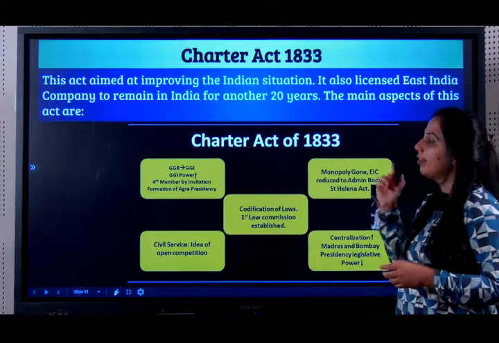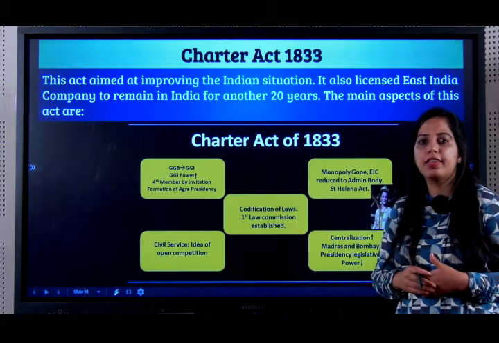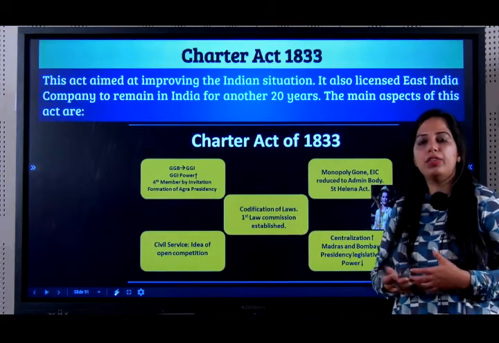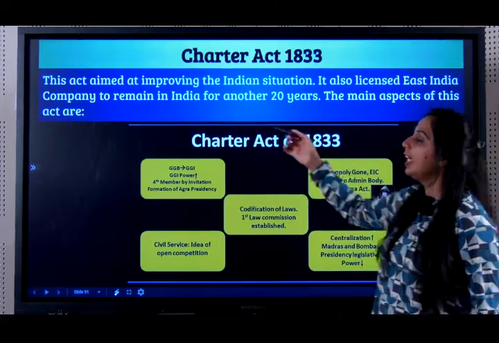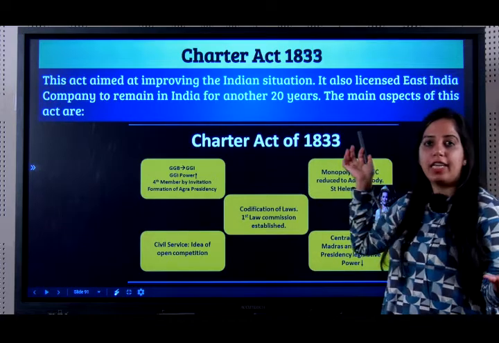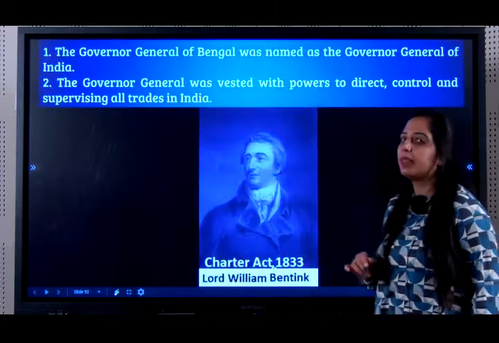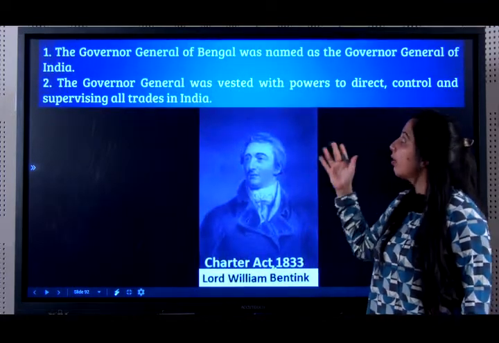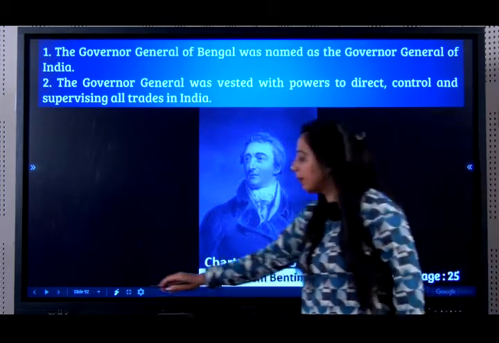The Charter Act of 1833. So there is already free trade, Christian missionaries are here. What could be a new change that could be brought in by the British government? Let's look at it. It aimed at improving the Indian situation. Of course, it gave a 20 years license to the English East India Company. Let's see what were the main aspects. The Governor General of Bengal was named as the Governor General in India.